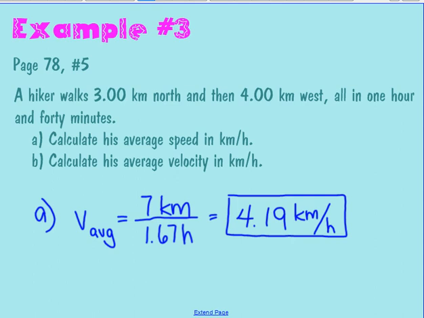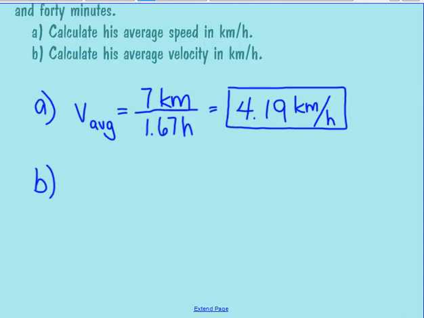Then I get to part B. Part B wants to know the average velocity. Here's where the vectors matter. So I'll start off by drawing a picture. It says that he walks 3 kilometers north and then 4 kilometers west.